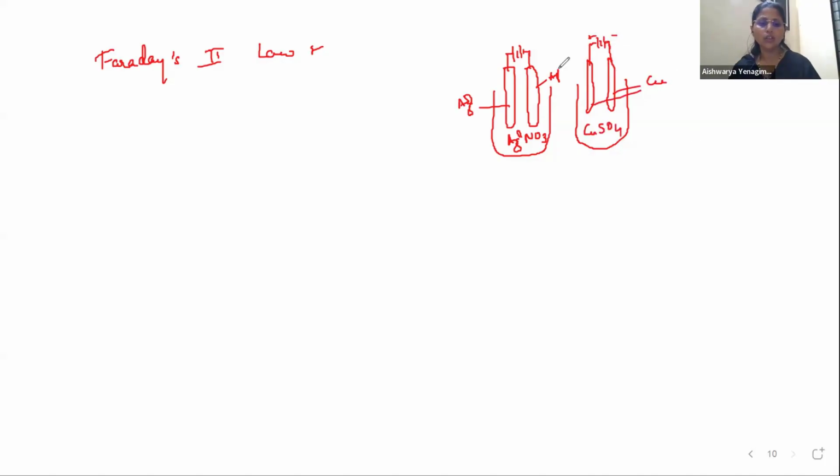Rather than showing the connectivity like this, let me say both are connected to a single potential, plus and minus. But will that mean the same amount of element gets deposited on both cathodes? That is, the same amount of silver on the silver cathode and the same amount of copper on the copper cathode? Absolutely not. Even though the same amount of electricity is being passed, Cu and Ag are different metals, right?